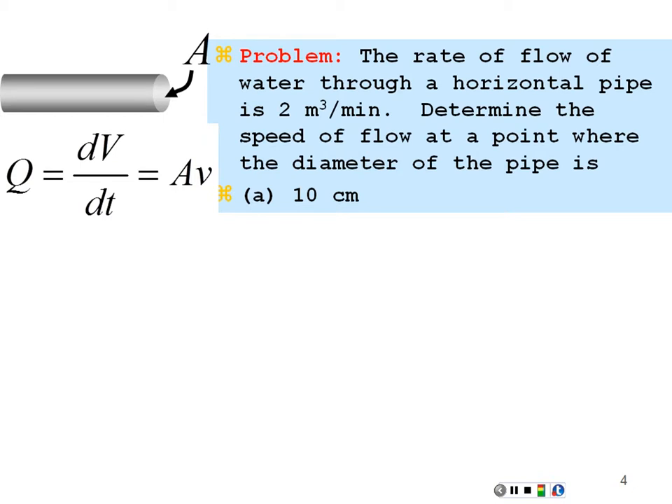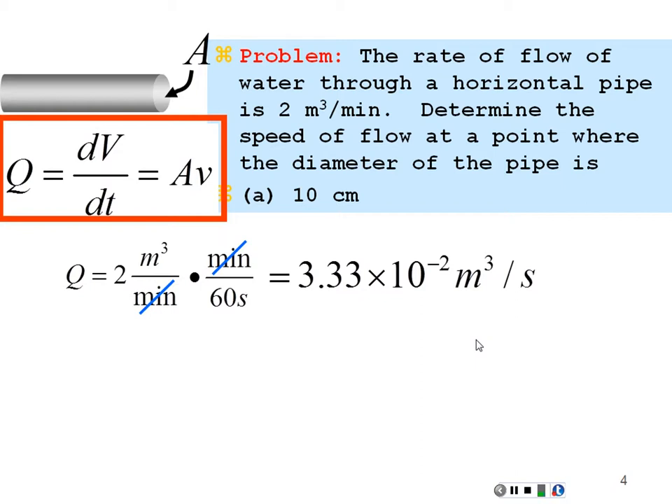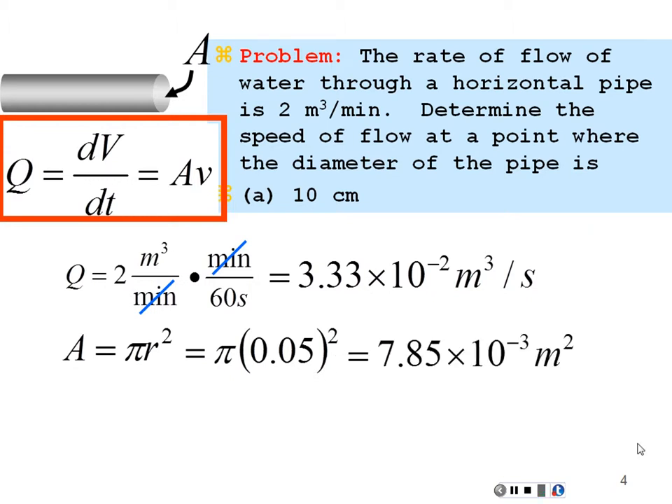the velocity. If the diameter is 10 centimeters, the radius will be 5 centimeters. And our rate of flow is going to be 2 cubic meters per minute, a minute per 60 seconds, which would be 3.33 times 10 to the minus 2 cubic meters per second. Our area will be pi r squared, pi times 0.05 meters squared, 7.85 times 10 to the minus 3 meters squared. Solve this equation for velocity.